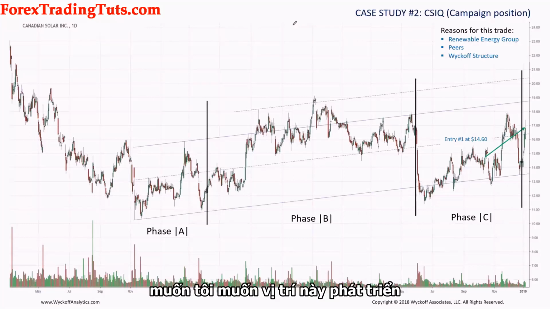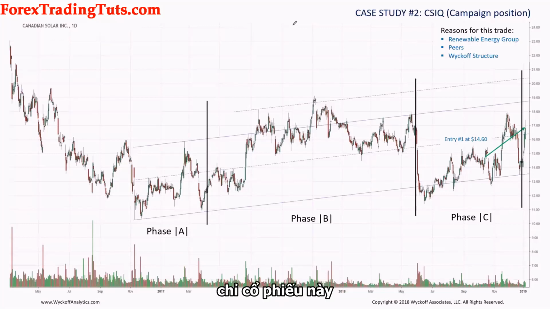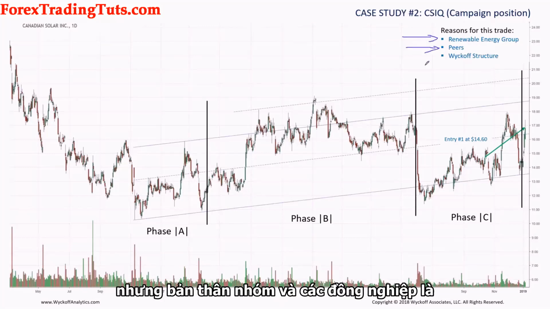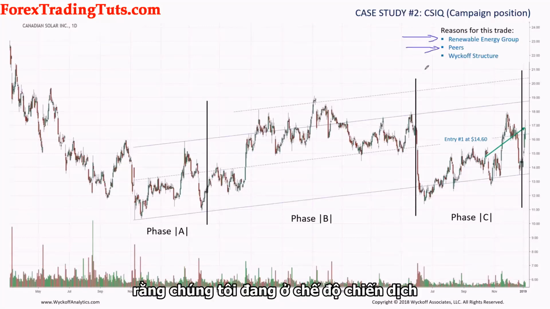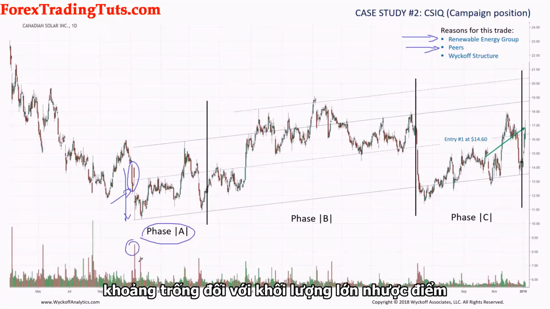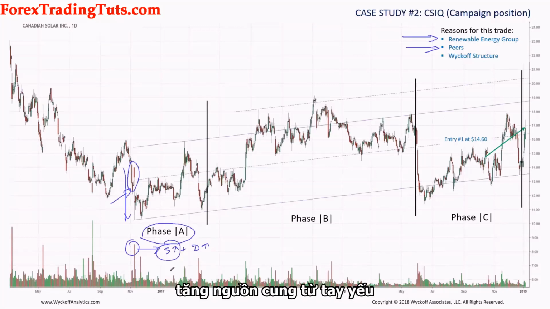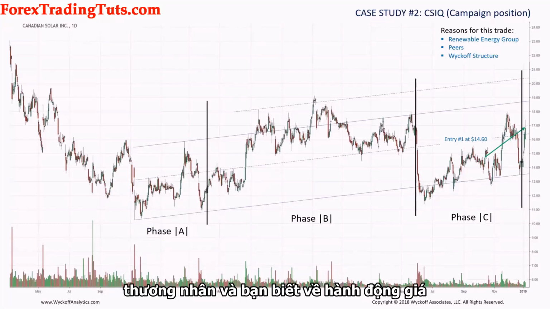I want this position to develop into a sustainable uptrend where not only this stock, but the group itself and the peers are going to confirm that we are in the campaign mode. And it all starts with phase A, where we see the final climactic action with increased spread, gaps to the downside, huge volume signature that represents both increase of the supply and increase of the demand. Increase of the supply from weak hands and increase of the demand from strong hands. And I will teach you how to identify those two categories of traders on the price action and the volume action.